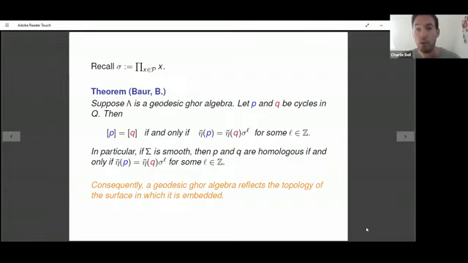Consequently, a geodesic Gorenstein algebra reflects the topology of the surface in which it is embedded. So this is saying the Gorenstein algebra really sees the topology of the surface. And we'll see how this works in just a minute.